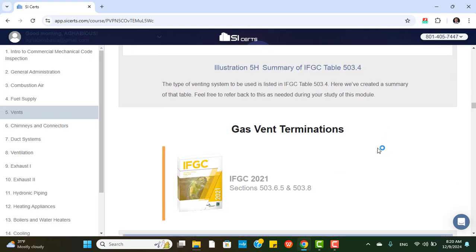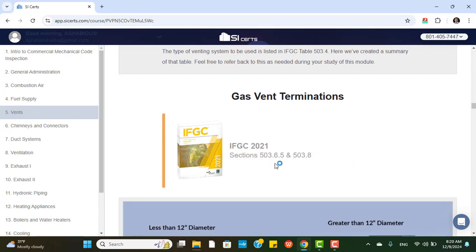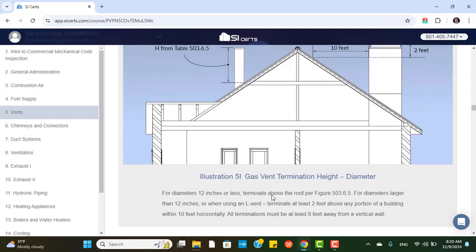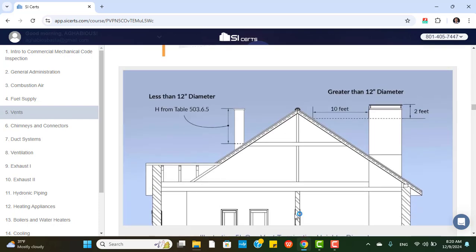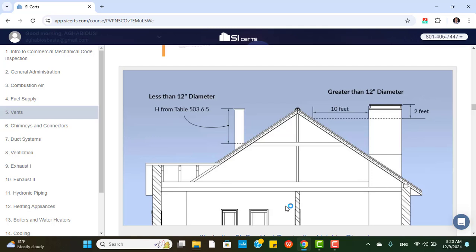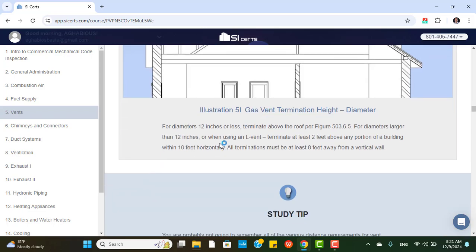Gas vent termination. It's International Fuel Gas Code 2021 sections 503.6.5 and 503.8. As we see here, illustration 5G, gas vent termination height and diameter. For less than 12-inch diameter, H is from table 503.6.5. Or for greater than 12-inch diameter, we see here 2 feet and here 10 feet.